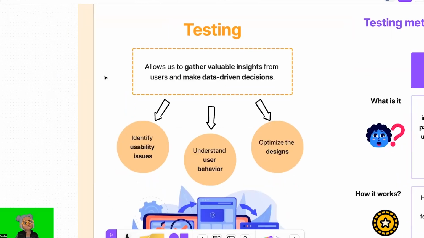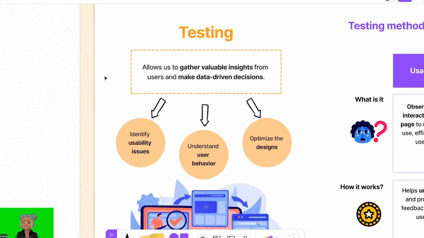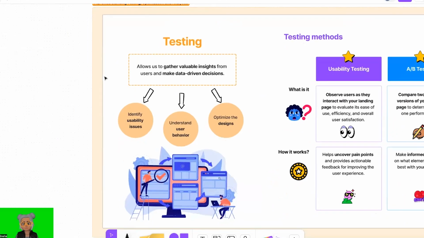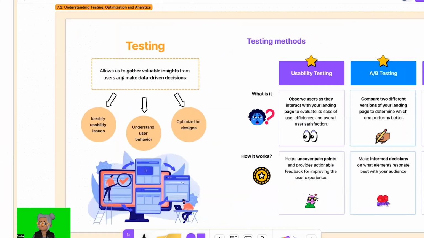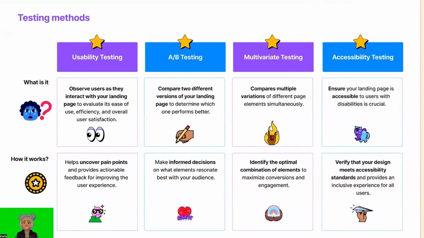By conducting various tests, we can identify usability issues, understand user behavior, and optimize our designs to deliver an exceptional user experience. Now, let's look at some of the different kinds of testing methods you'll encounter. Number 1, usability testing. This involves observing users as they interact with your landing page to evaluate its ease of use, efficiency, and overall user satisfaction. Usability testing helps uncover pain points and provides actionable feedback for improving the user experience.